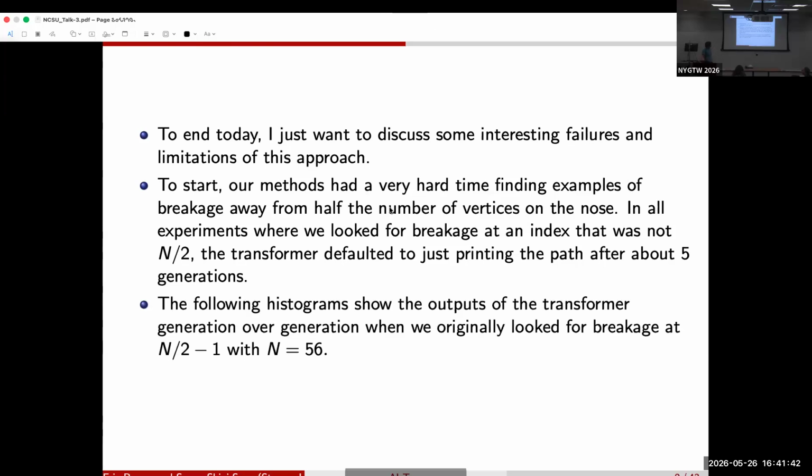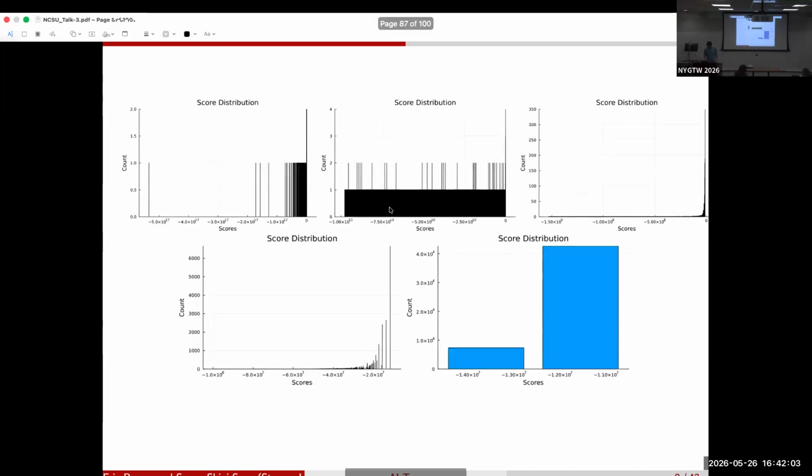So the following histogram shows the output of the transformer generation over generation when we looked for breakage at n over 2 minus 1 with n equal to 56. Now, one of the Galvin examples does have this breakage at n equal to 56. The point is we knew from previous literature that there do exist counterexamples here. And so here's the histogram. It starts more or less random. The path somehow appears twice again.